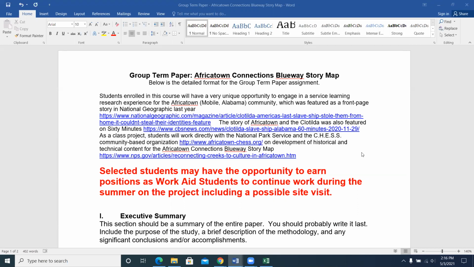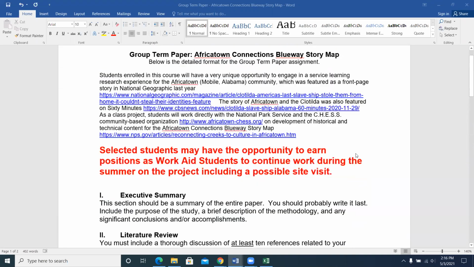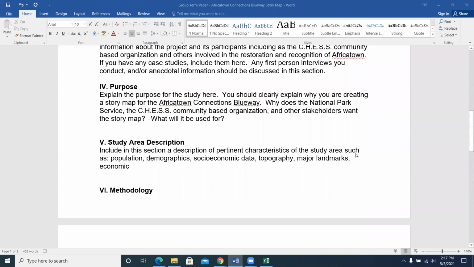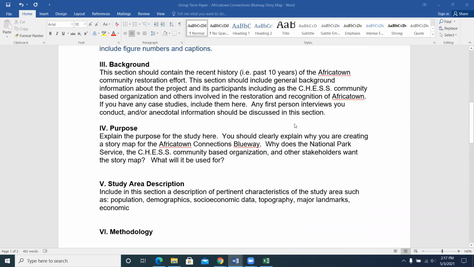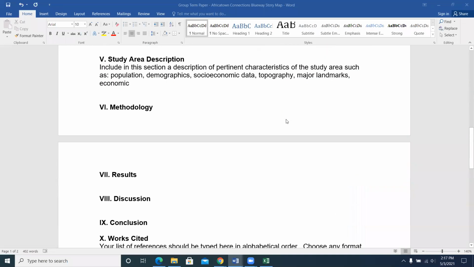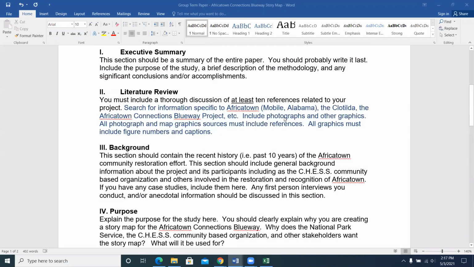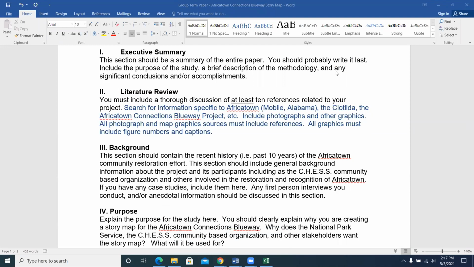But again, this is a real thing. But of course, there's a term paper that's connected to it. This is a group term paper. So if you divide up the labor, and I haven't posted, as you can see, I'm still working on this assignment. So this will be up by tonight. But in the meantime, it's just a basic term paper format based upon the project, the ARC, the story map project.